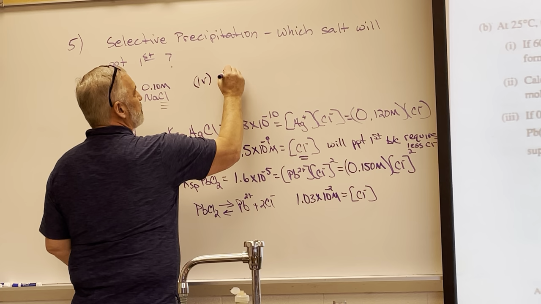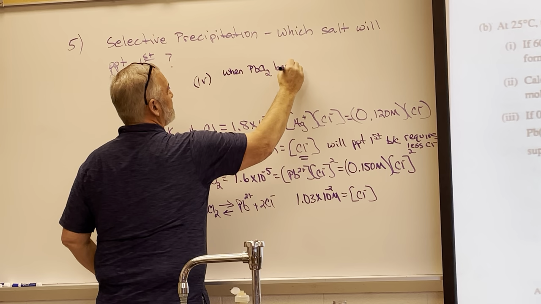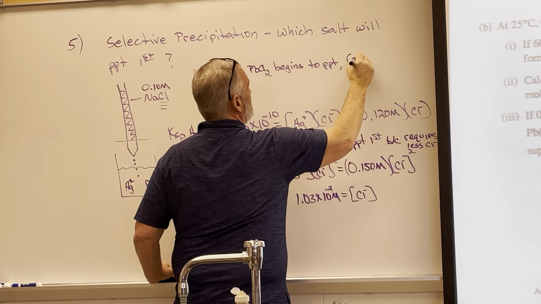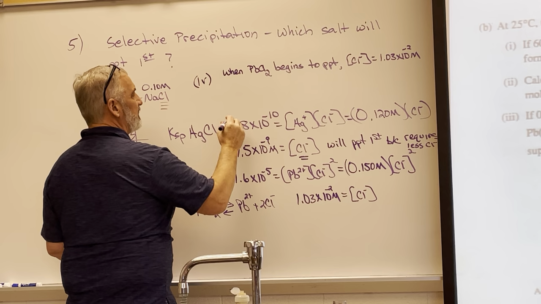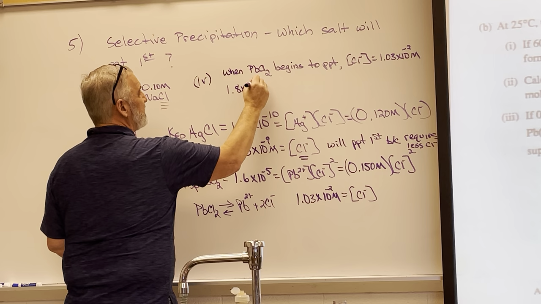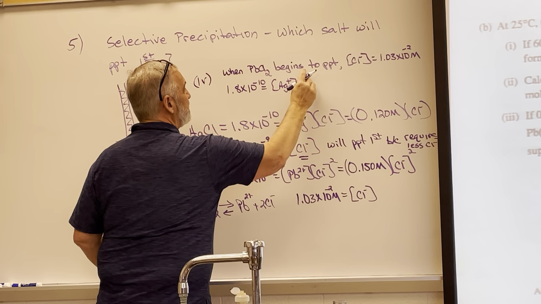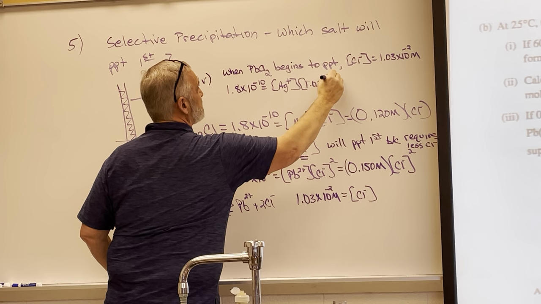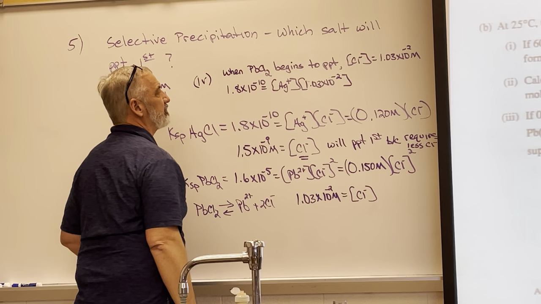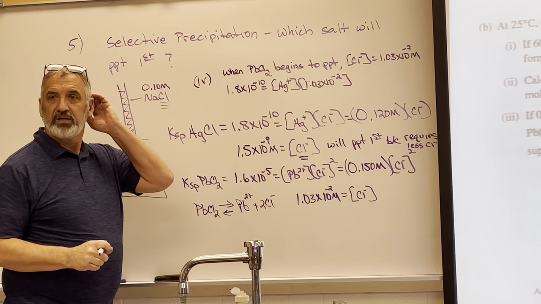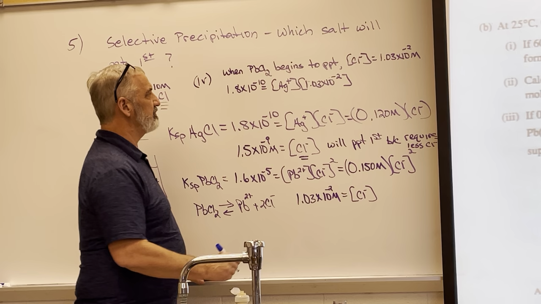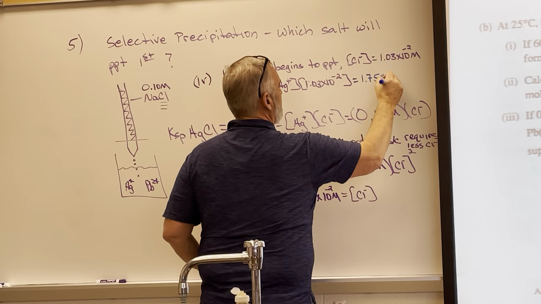When PbCl2 begins to precipitate, Cl minus is equal to 1.03 times 10 to the minus 2 molar. So, using the KSP for silver chloride, 1.8 times 10 to the minus 10, what will the silver ion concentration be when the chloride ion is 1.03 times 10 to the minus 2? So what does Ag plus equal there? It's really going to be about 1.8 times 10 to the minus 8. If we just did 1.75 times 10 to the minus 8.